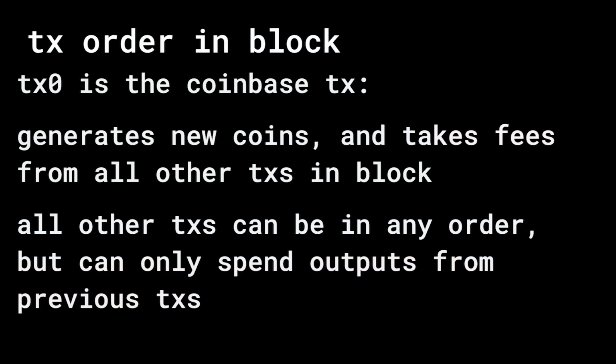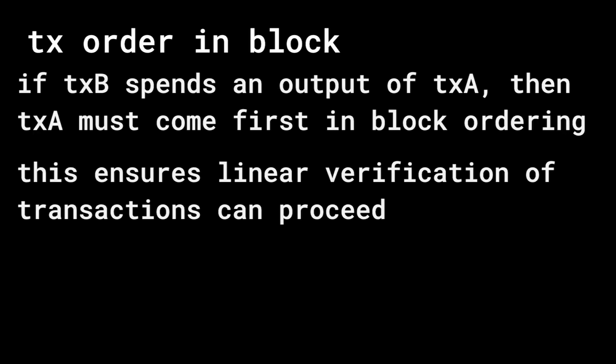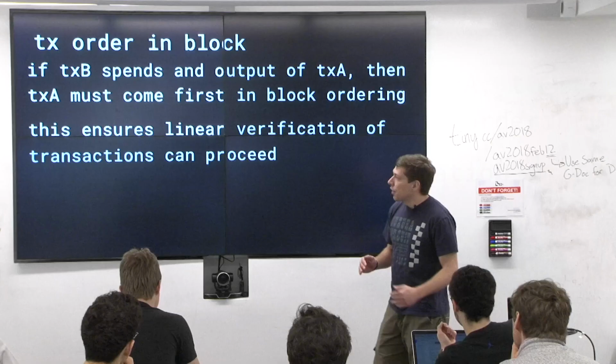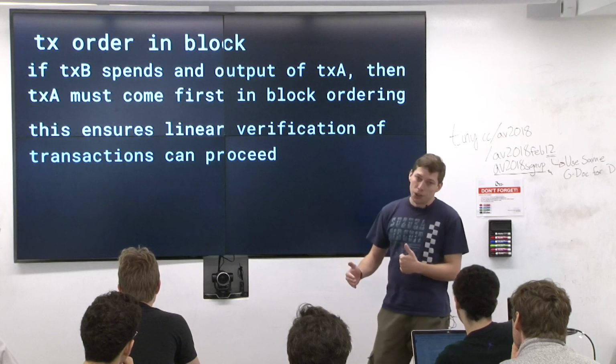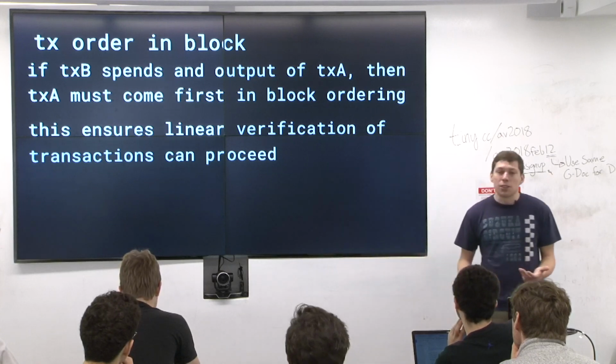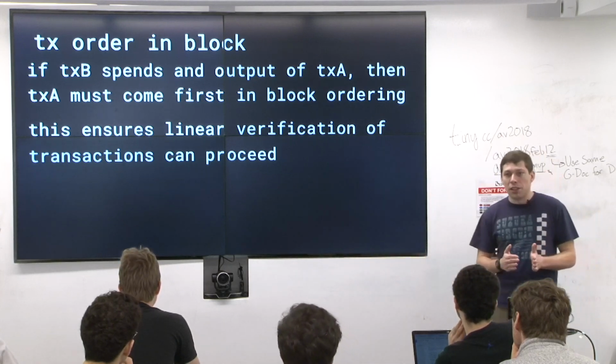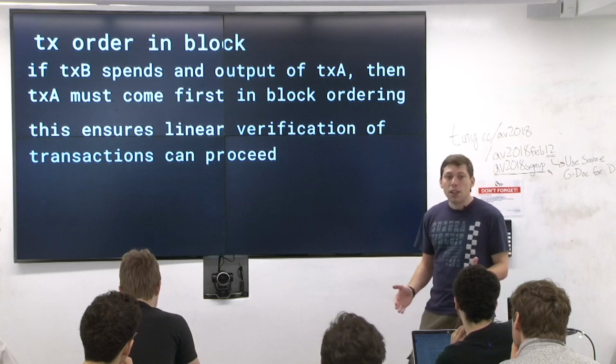All the other transactions can be shuffled around. However, they can only spend outputs from previous transactions. And previous means they have an index within the block that's lower, right? So for example, if transaction B spends an output of transaction A, transaction A must come first in the block ordering. This makes it so that you can go through in a linear fashion and validate every transaction in order.